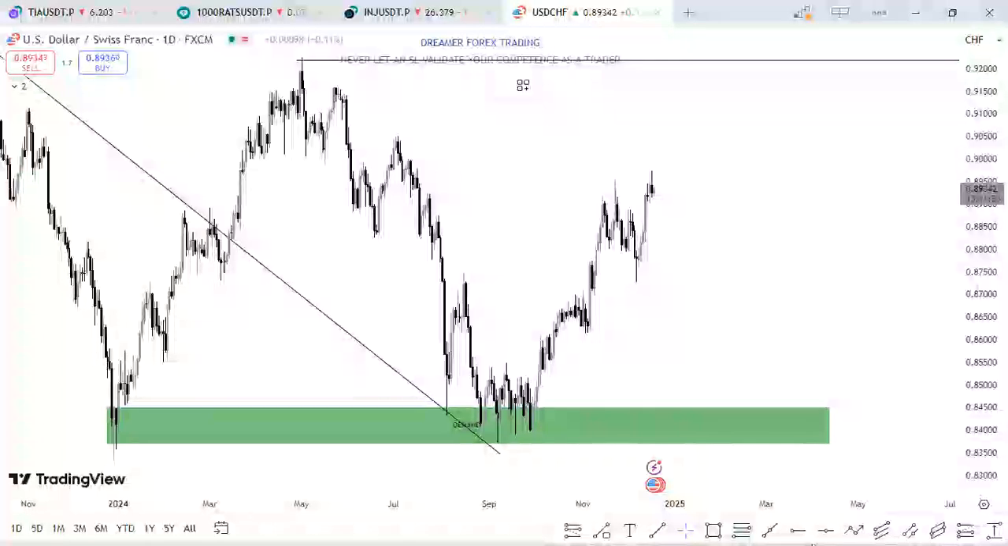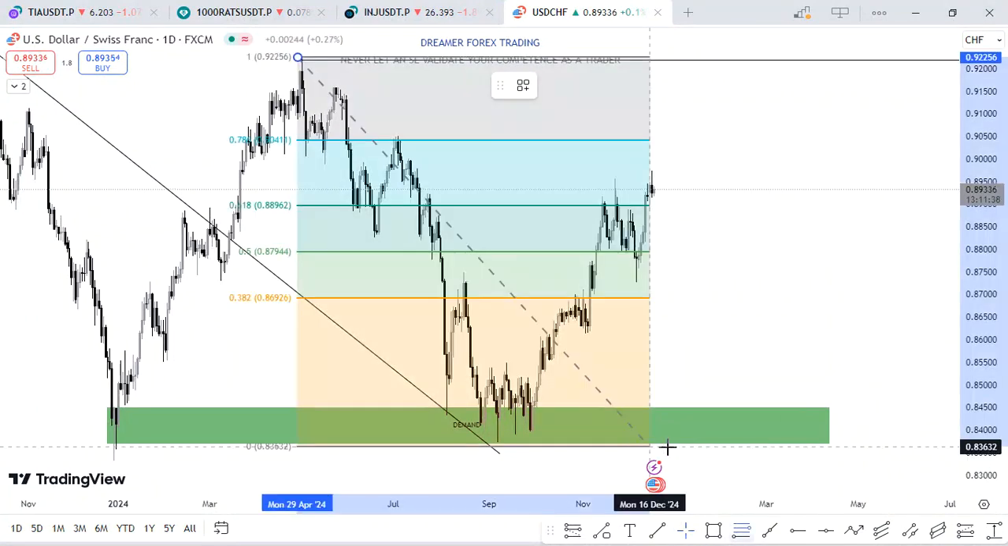Okay, you can use your Fibonacci tool from the top to the bottom and get your 0.618 level. I think that's what I used, and that's why I exited my trade from that region. I'll pop out your FIB and then look for a retracement.